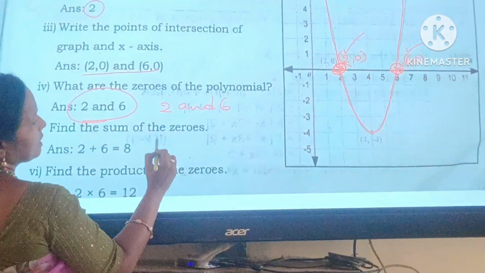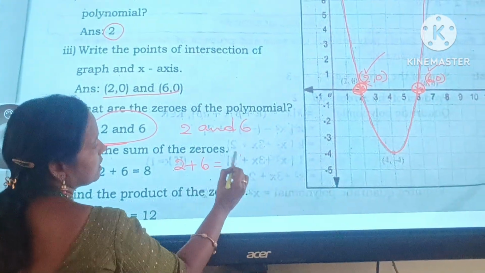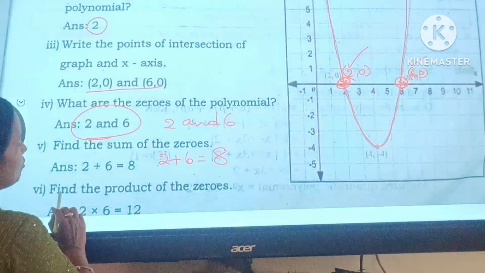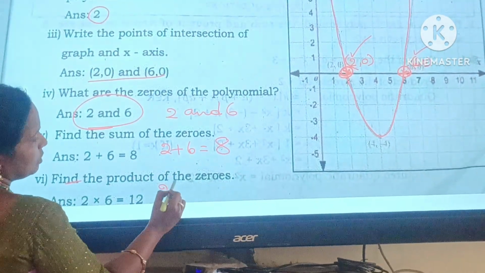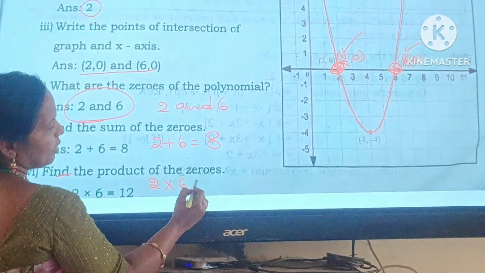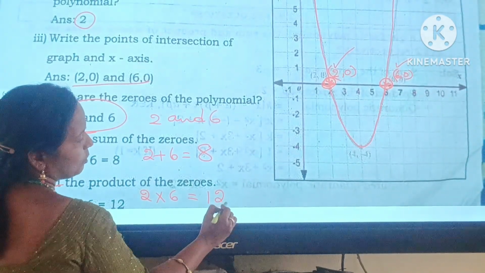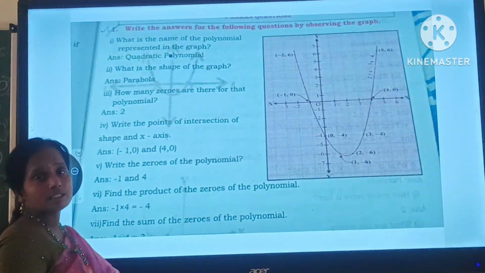Find the sum of these zeros. 2 plus 6 equals 8. Find the product of the zeros. The zeros are 2 and 6. The product is 2 times 6, which is 12. Another example.